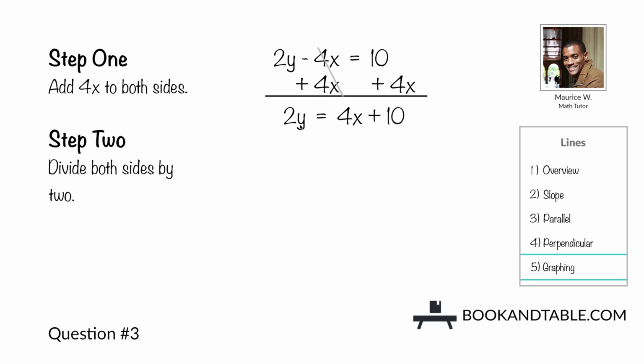To isolate this y, we want to get rid of this coefficient of 2. So step 2, divide both sides by 2, giving us an equation of y is equal to 4x divided by 2 is 2x, 10 divided by 2 is 5. So this is the equation that we want to sketch. y is equal to 2x plus 5.